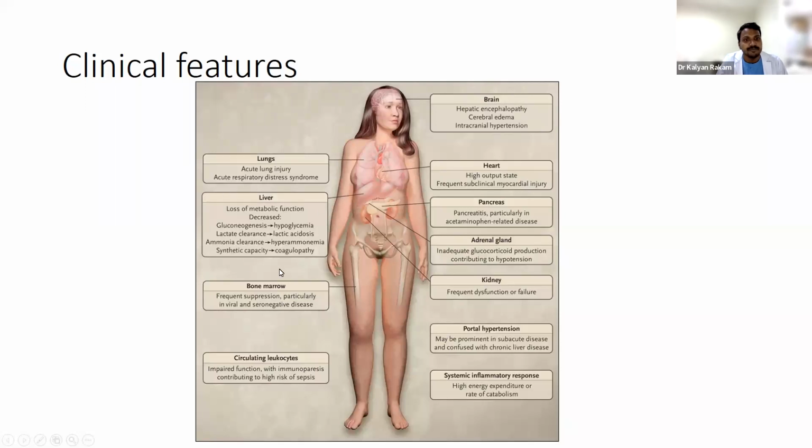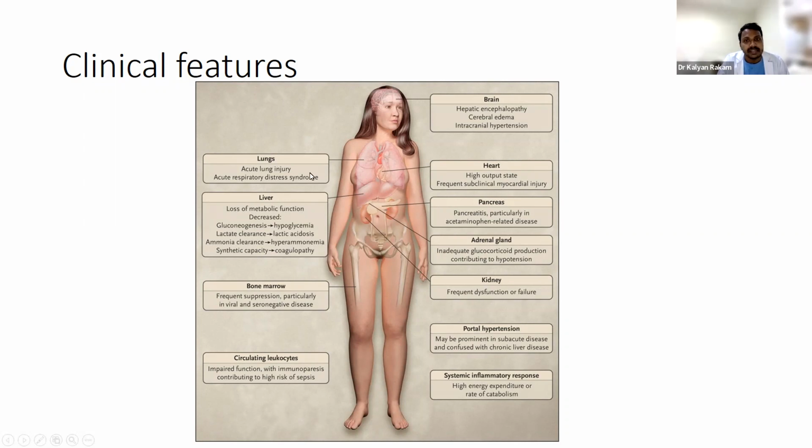If we look at the liver, there is loss of the metabolic functions of the liver, especially gluconeogenesis. So the patient will have hypoglycemia. Lactate clearance, which is usually done by the liver, is now lost, so there will be lactic acidosis. Ammonia clearance is affected, which results in hyperammonemia. And synthetic capacity is also gone. Factors 2, 7, 9, 10, which are the main coagulation factors, are usually produced by the liver. In a failed liver, these factors are not produced, so this results in coagulopathy.